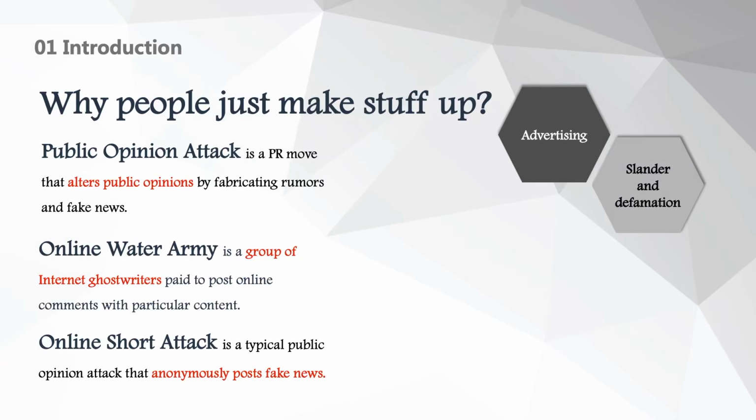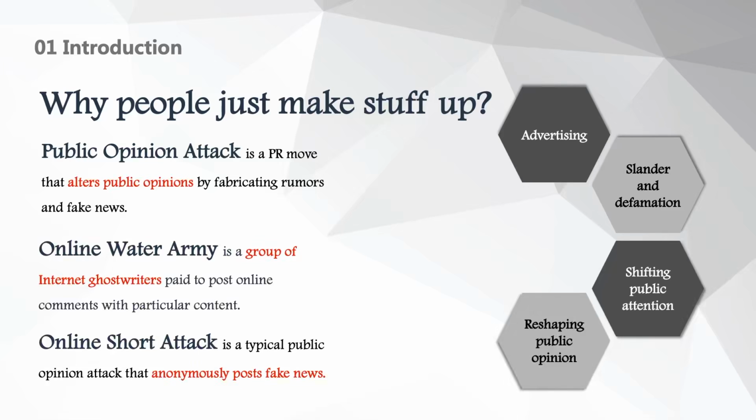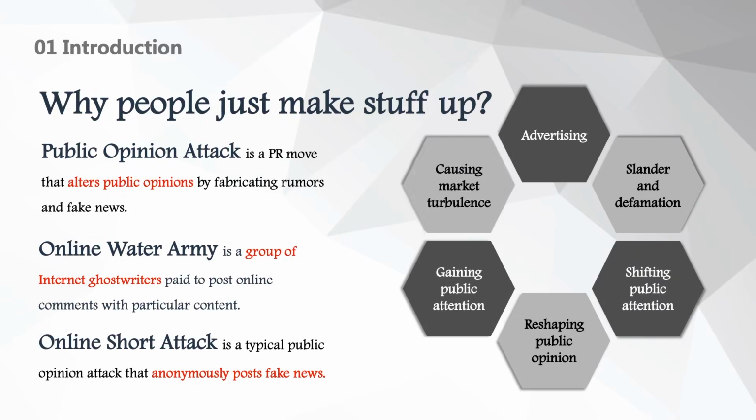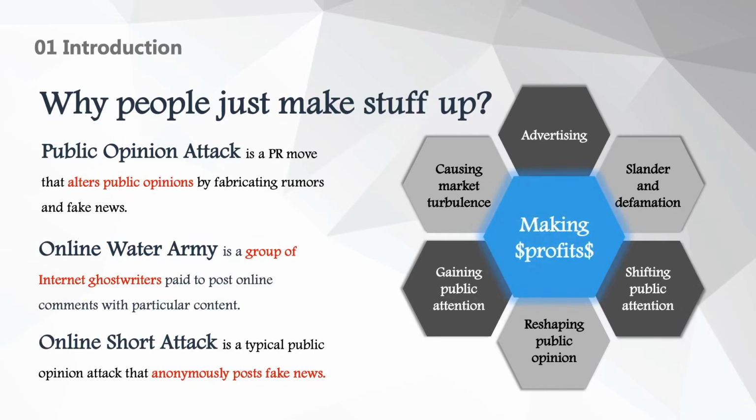Slander and defamation, which used to happen to celebrities and idols. Shifting public attention, which is a classic PR move. Reshaping public opinion, which is mostly used in the political aspect, like propaganda. Gaining public attention, which draws attention to themselves so that they can have higher commercial value. And the last, causing market turbulence, which will be introduced later. In fact, there is one ultimate goal behind the six purposes, and that is making money.